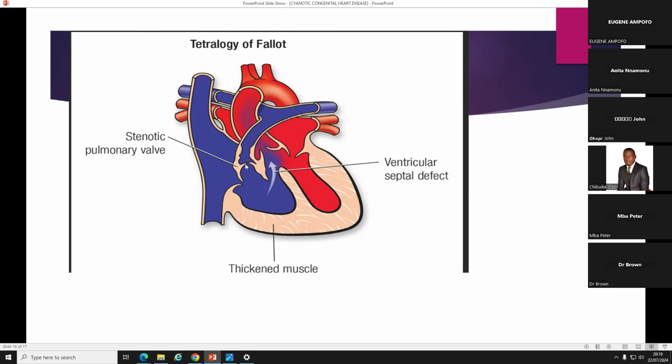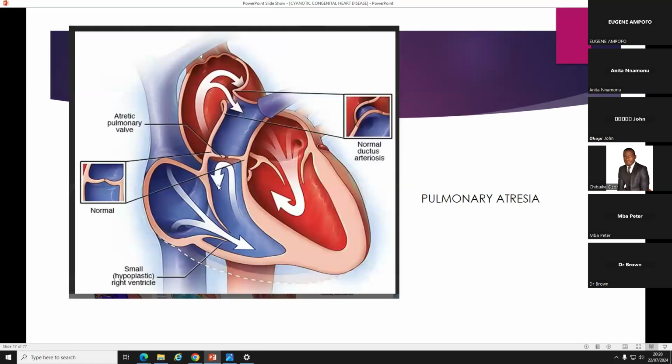So therefore, there's high pressure here, and this forces deoxygenated blood into the overriding aorta, causing a right to left shunt. And because there's raised pressure here from the right ventricular outflow tract obstruction, we have right ventricular hypertrophy, thickened muscle here. So that is just an attempt to explain the pathophysiology.